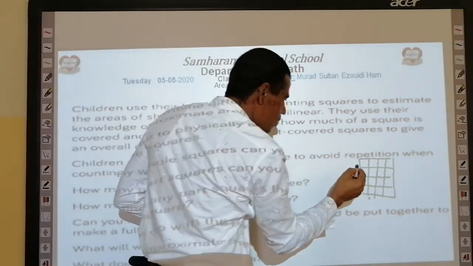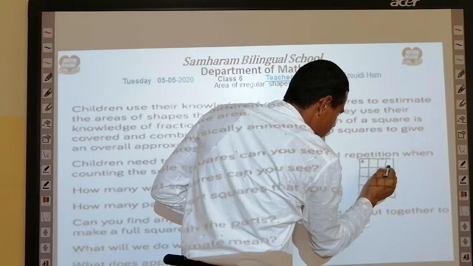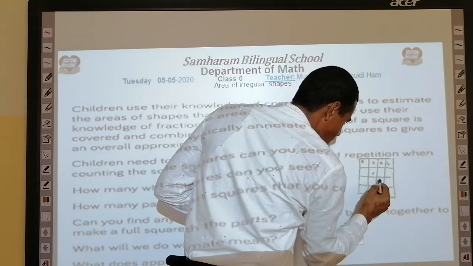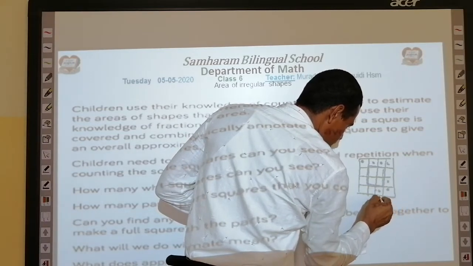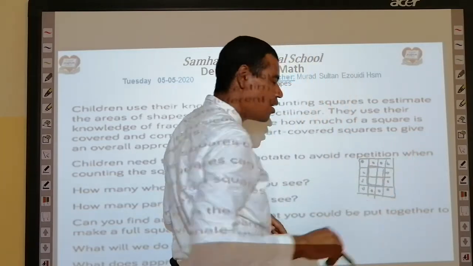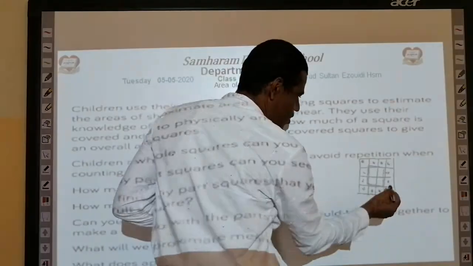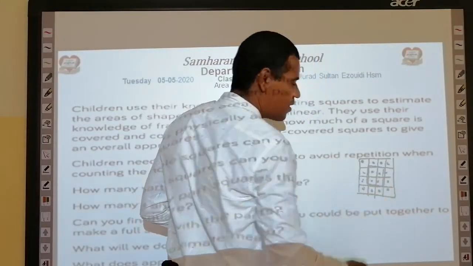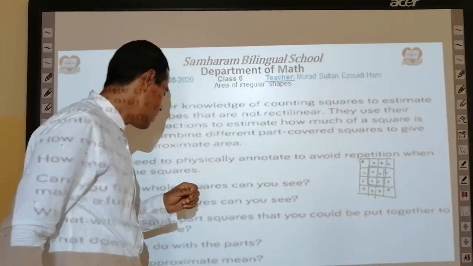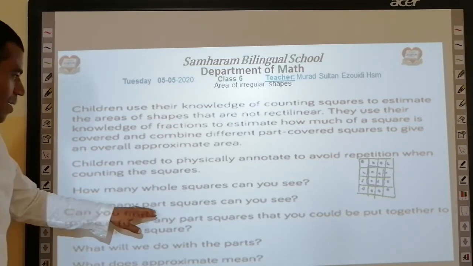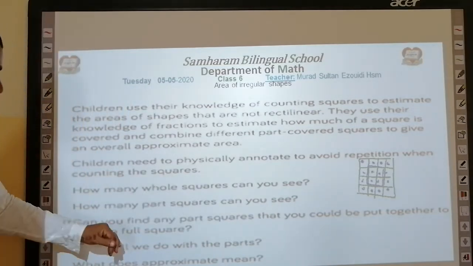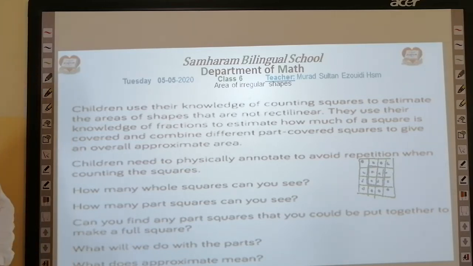Look, one square, 2 squares, 3, 4, 5, 6, 7, 8, 9, and so on. For example, he said it's 13, no, false. This is 12, then 13, 14, 15, 16. So how many whole squares can you see in this pattern? You should count them. How many part squares can you see? Then, can you find any part squares that could be put together to make a full square? Then what will we do with the parts?